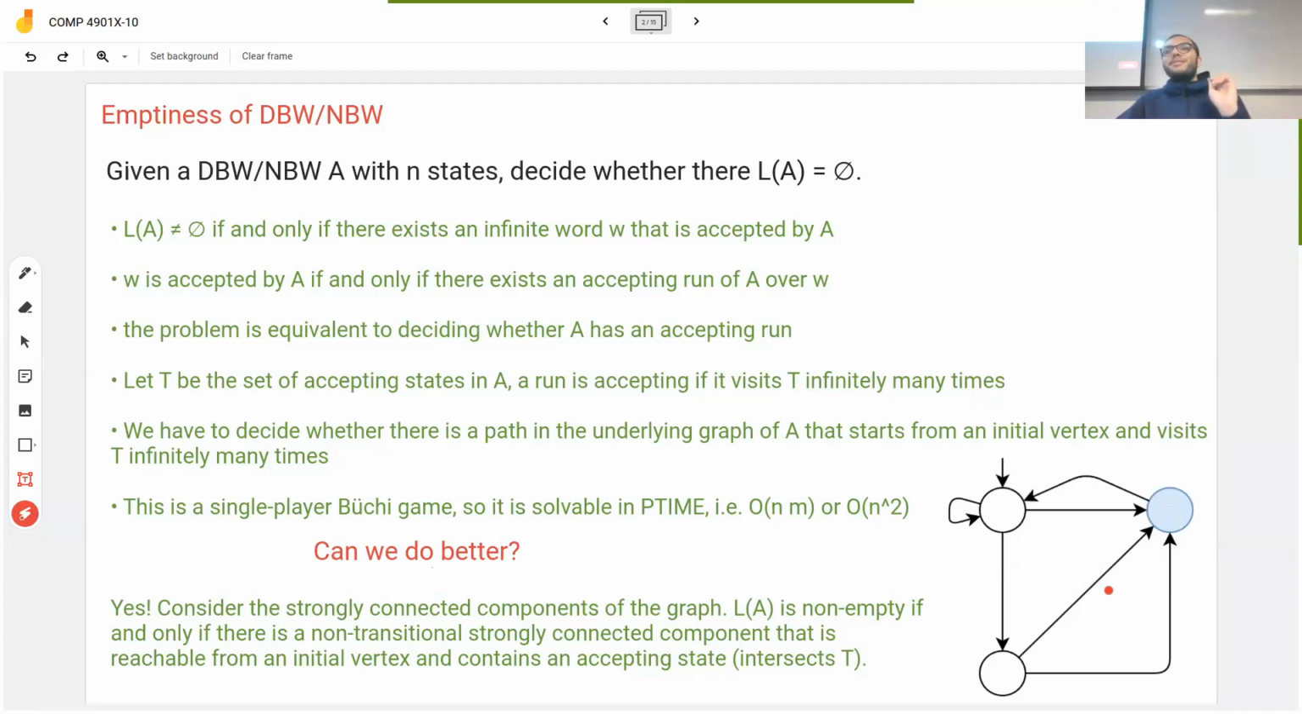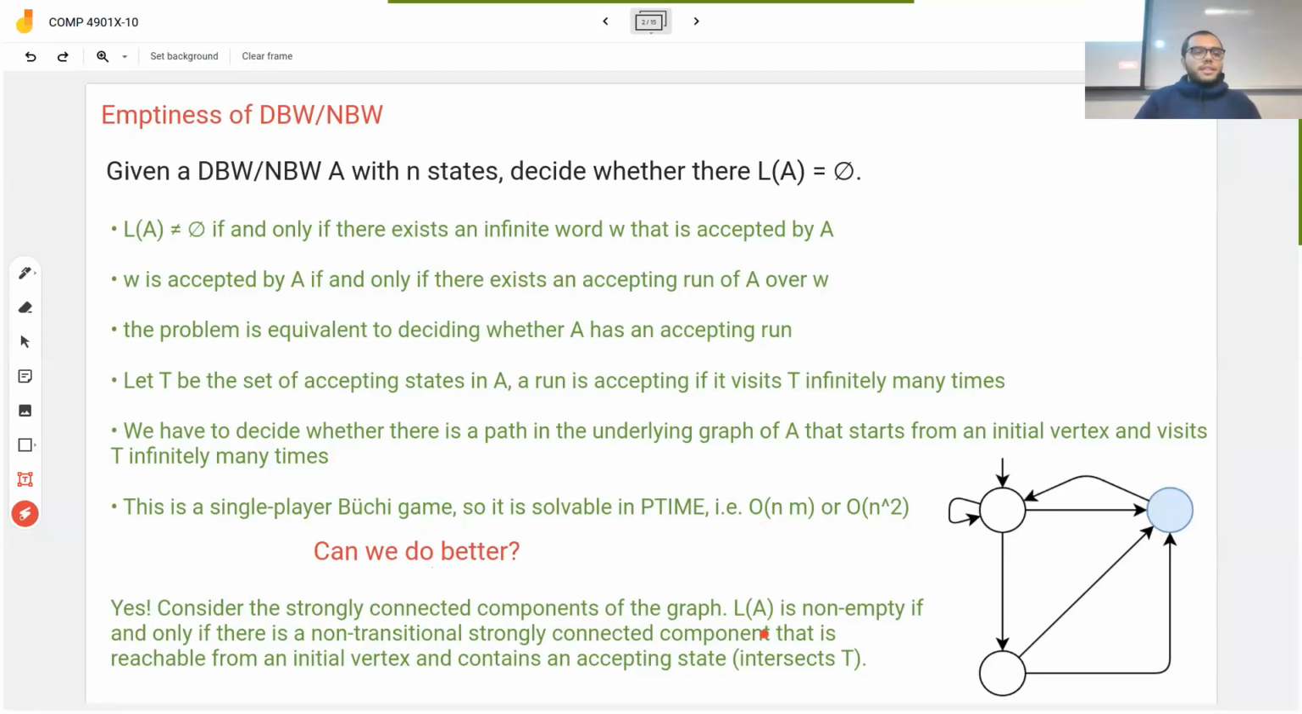It's a special case of the two-player games and graphs that we've seen before, where all vertices are controlled by player one. So player one can do whatever he wishes. And the question is, can he visit the target states infinitely many times? This is a special case of a Büchi game. It's actually a single-player Büchi game. And we've seen that we can solve Büchi games in polynomial time. We had both O(nm) and O(n squared) algorithms for that.